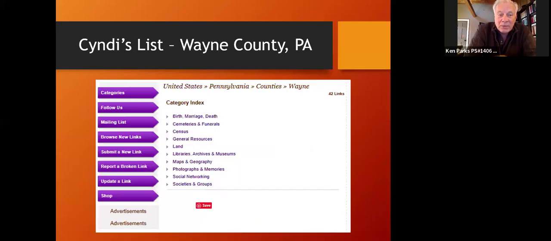Again, because I was talking to people in Wayne County, I used them as an example. I chose United States, chose Pennsylvania, chose Wayne County, and we saw that there were 42 links related in some way to records about Wayne County, Pennsylvania, divided into further categories: birth, marriage, death, cemeteries, census, general resources. So that's the way we sort of work our way through Cindy's List.